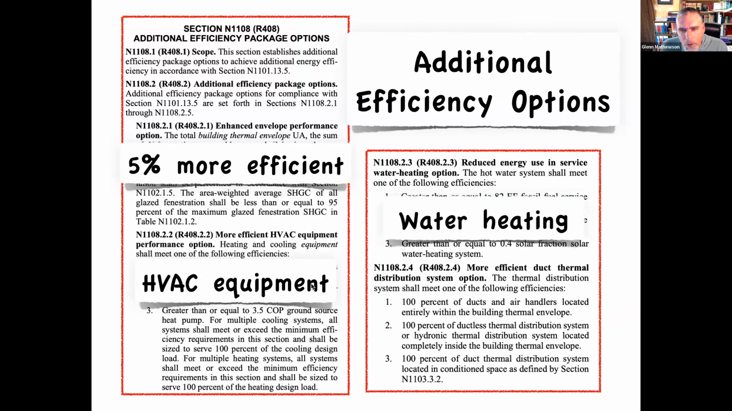Now I kind of got a bone to pick. It says reduced energy use. And I think words matter. We should fix that in the future codes. Because if we wanted to reduce energy use in water heating, we would limit how much water.